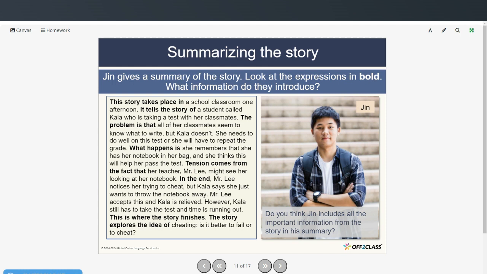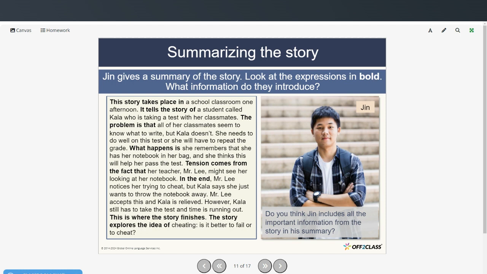This story takes place in a school classroom one afternoon. It tells the story of a student named Kayla who is taking a test with her classmates. The problem is that all of her classmates seem to know what to write, but Kayla doesn't. She needs to do well on this test or she will have to repeat the grade. What happens is she remembers that she has her notebook in her bag, and she thinks this will help her pass the test. Tension comes from the fact that her teacher, Mr. Lee, might see her looking at her notebook.